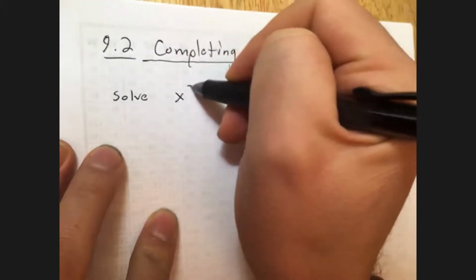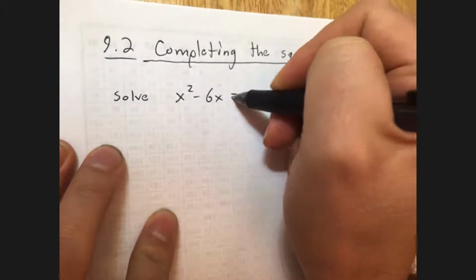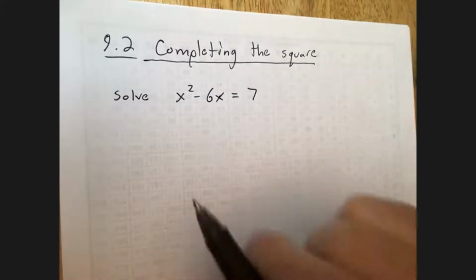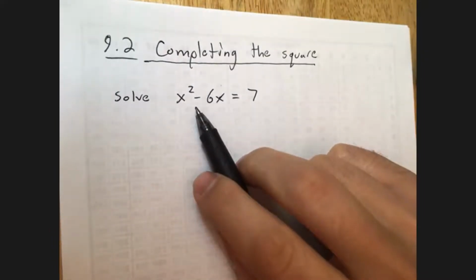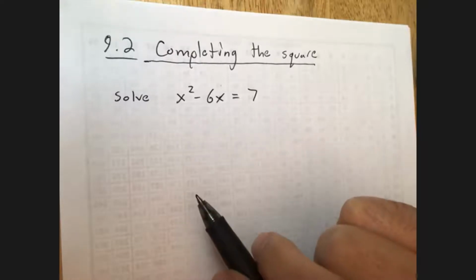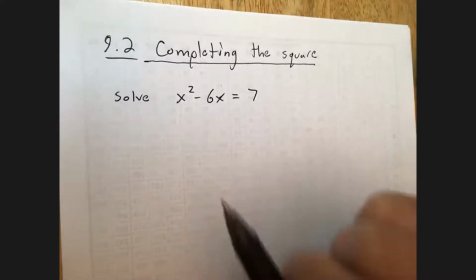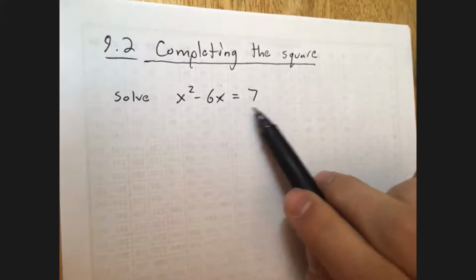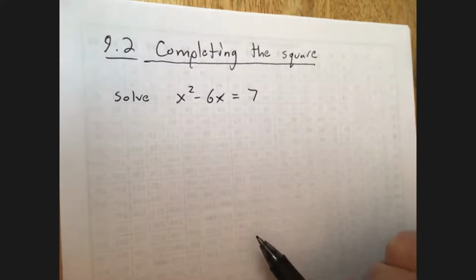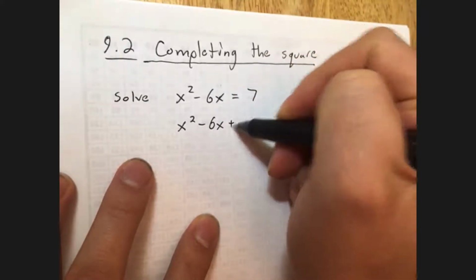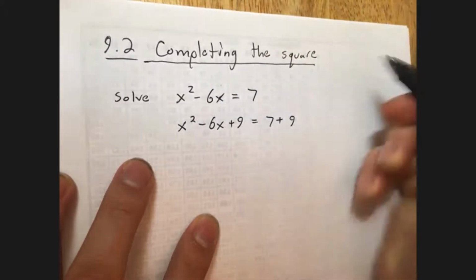We want to solve x squared minus 6x equals 7. I'm going to do something to this to help us solve it. It's going to seem very mysterious at first, but then I'll show you how I came up with it. What I'm going to do is add 9 to both sides of this equation. You're probably thinking, 9, where does 9 come from? Well, that's what I'll tell you afterwards, but I want to show you what it does. So I'm going to add 9 to both sides.